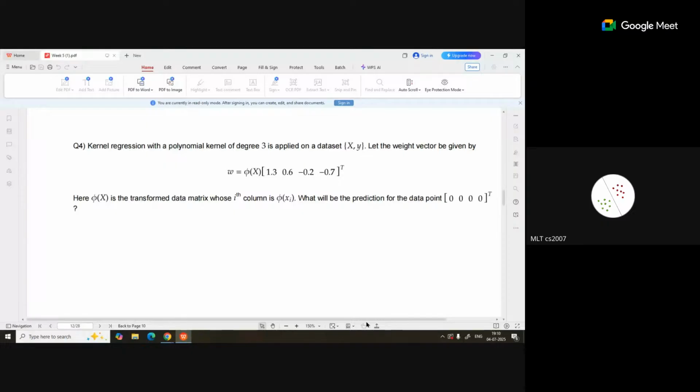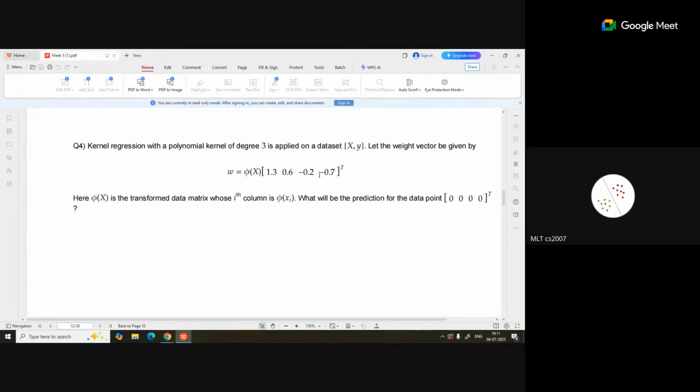You need the kernel. Okay, the kernel is given, the polynomial degree kernel, but the xi's are not given. So how do we do it? If you have notes, just open them now. Try and see if you can do it. Then I'll tell you.